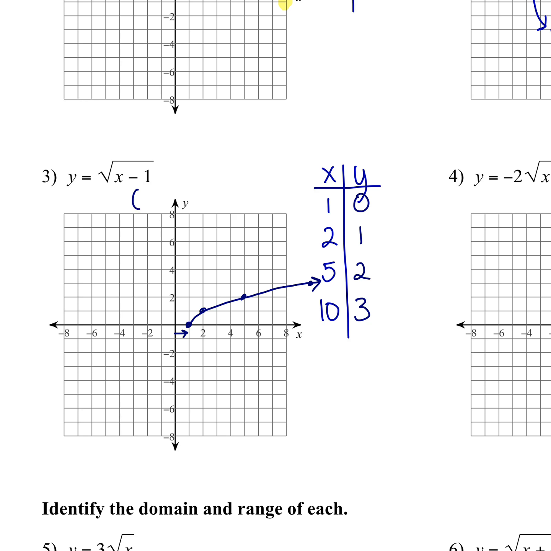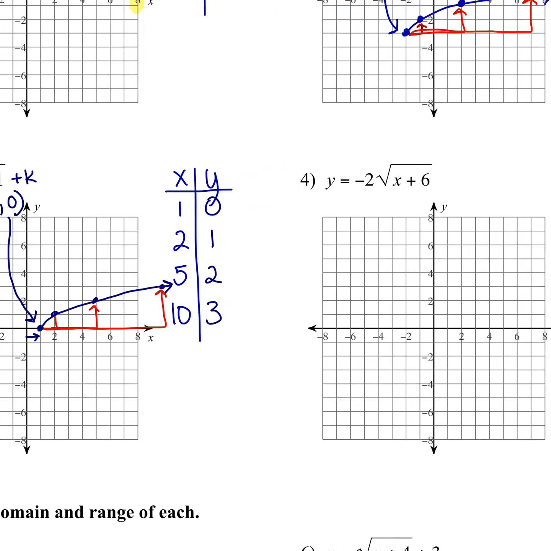We can see here that the opposite of -1 is 1, and there is no plus k, so that means it's really just plus 0 there. And we should have an endpoint at (1, 0), and we do. From that point, (1, 0), we have 1, 1, we have 4, 2, and we have 9, 3.